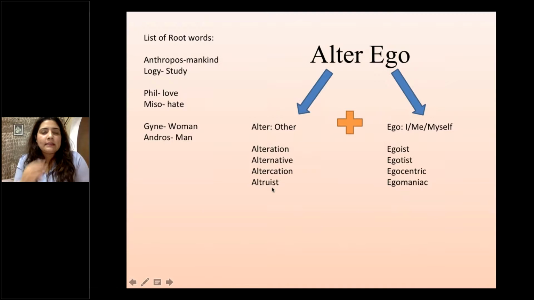Altruist means someone who loves other people. We have just done another similar word like this. Tell me the synonym of this word. I give you not even 1 minute. I give you 20 seconds. Come on, write any answers. Everybody.